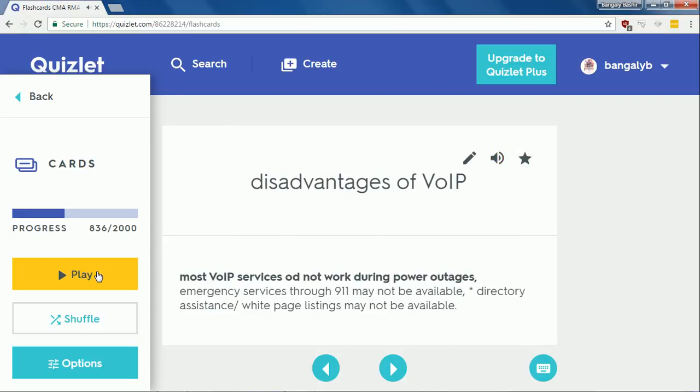Disadvantages of VoIP. Most VoIP services do not work during power outages. Emergency services through 911 may not be available. Directory assistance and white page listings may not be available.